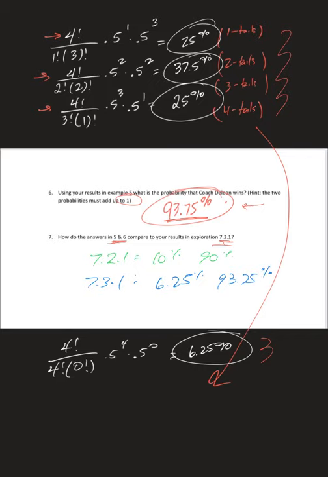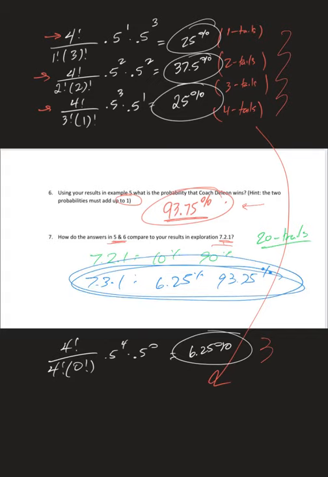So these are really, really close. And again, that's because in exploration 7.2, we only did 20 trials. But imagine what would happen if we did 100. I didn't want to wear y'all out. But the more trials we would have done, the closer we would have gotten to these theoretical probabilities.